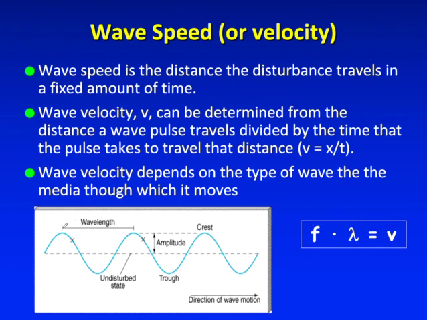Wavelength can be measured from crest to crest. It can also be measured from trough to trough, or it can be measured from any point, in this case going down from the equilibrium point, to the next such point. The distance between these two points would also be the wavelength. So any point where it's about to repeat its motion, the distance between those is the wavelength.